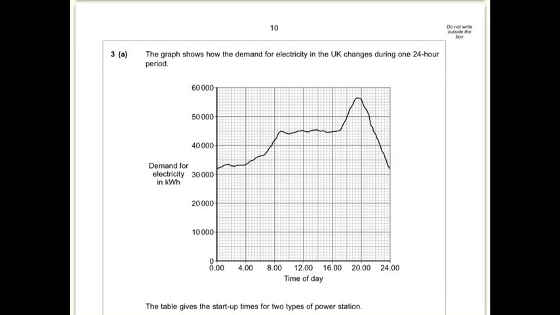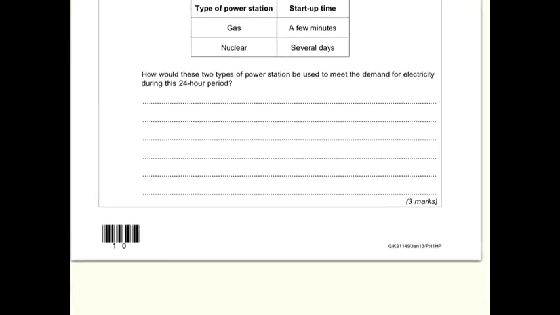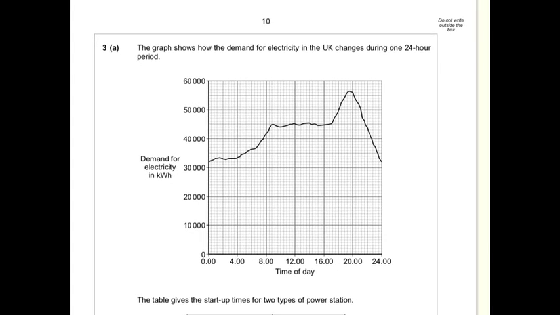The table gives the startup times for two types of power stations. So gas is a few minutes, it takes just a few minutes to get it started from nothing, and nuclear several days. So how would these two types of power station be used to meet the demand for electricity during this 24-hour period? They're looking for 3 marks there.